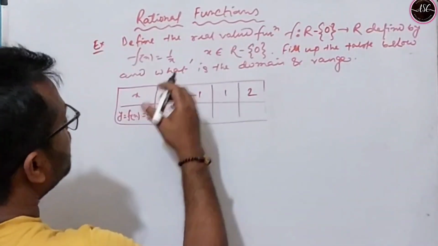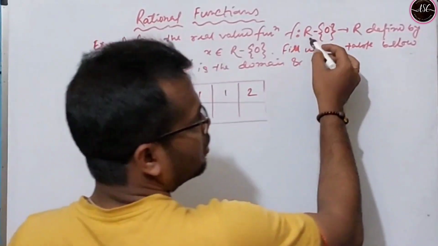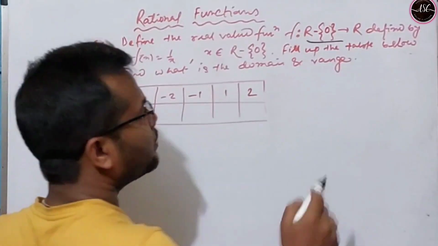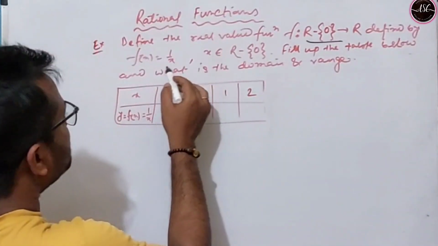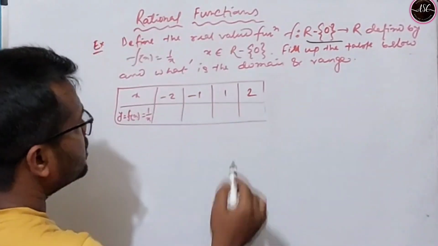Let's look at the question. Define the real value function f from R minus 0 to R, defined by f(x) equal to 1 by x, where x belongs to R minus 0. Fill up the table below and find the domain and range.